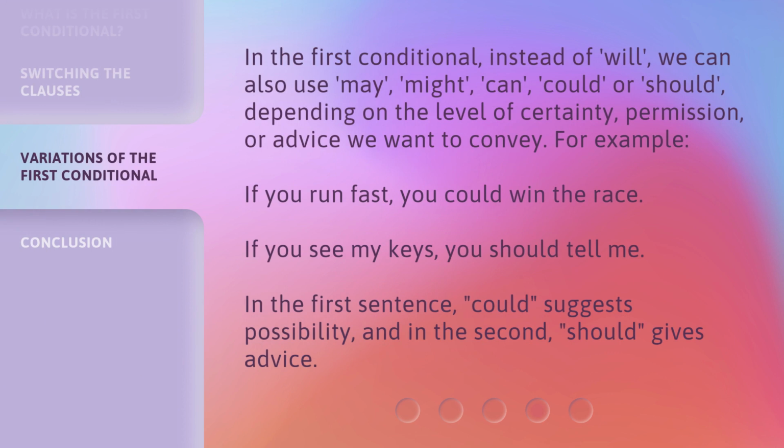In the first conditional, instead of will, we can also use may, might, can, could, or should, depending on the level of certainty, permission, or advice we want to convey. For example, if you run fast, you could win the race. If you see my keys, you should tell me. In the first sentence, could suggests possibility, and in the second, should gives advice.